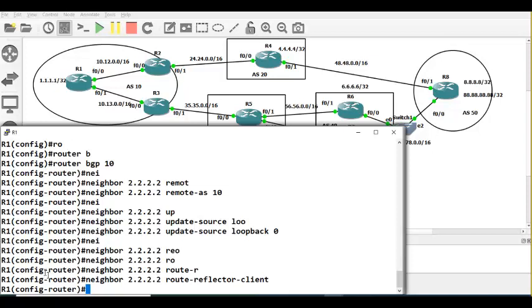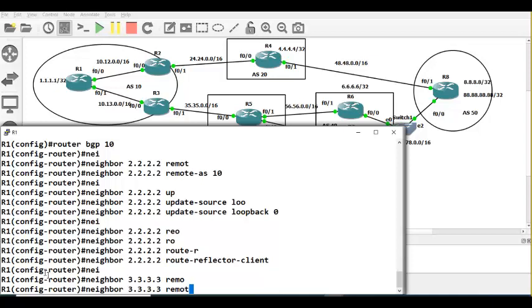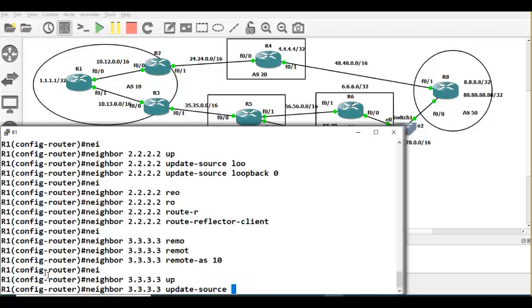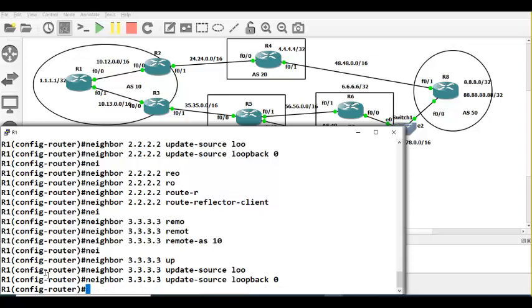So what we are going to do is configure another neighbor, 3.3.3.3, remote AS 10, neighbor 3.3.3.3 update source loopback 0. There is no need for configuring the route reflector client here.